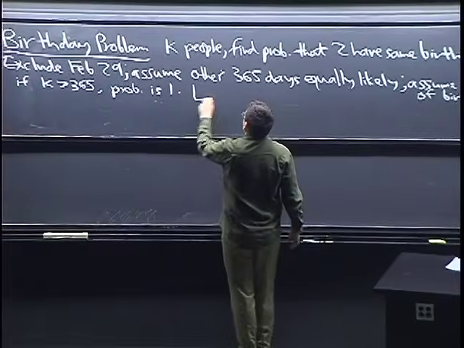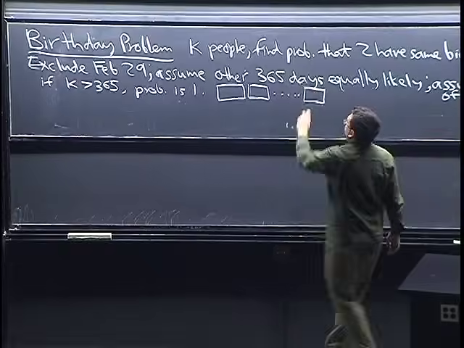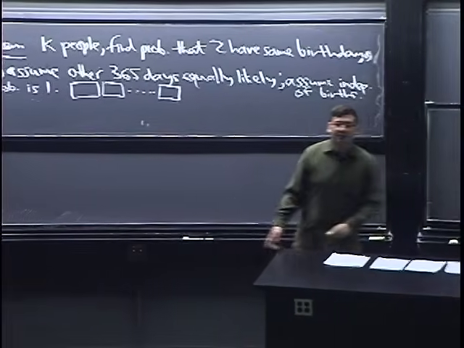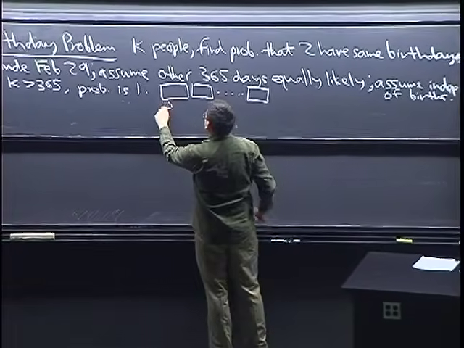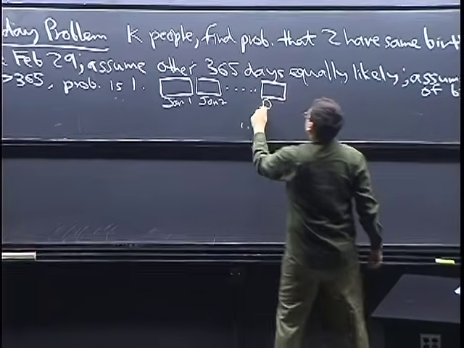So if I want to draw a picture, I'm going to draw 365 boxes, but I'll put a dot, dot, dot, so I don't actually have to draw 365 boxes. This is the January 1st box, or bucket, or whatever you want to call it. This is the January 2nd one. This is December 31st.